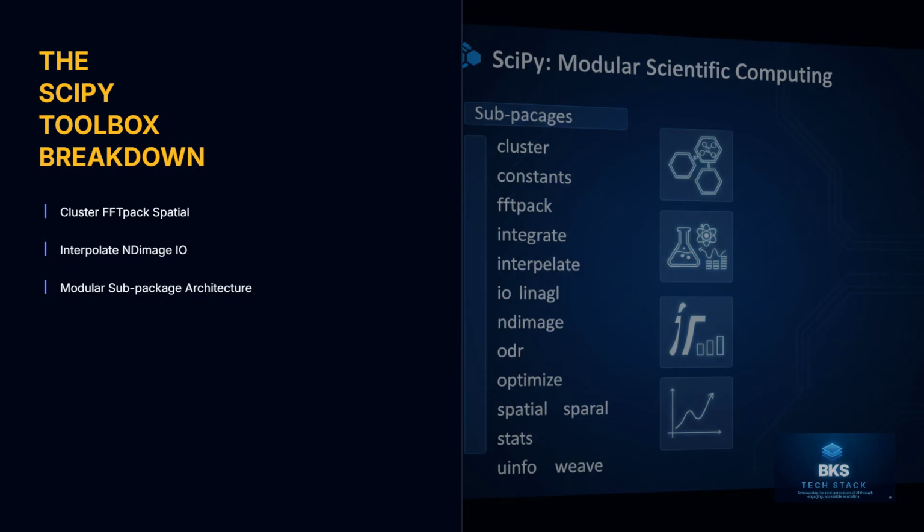You aren't just grabbing random libraries from PyPI, you are using a curated, integrated suite of tools designed to work in harmony. Understanding this structure is crucial because knowing where to look is half the battle in technical problem solving. You need to know that ODR handles orthogonal distance regression, while sparse handles matrices that are mostly zeros.